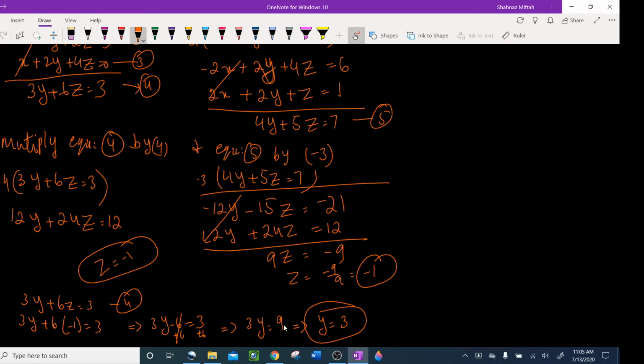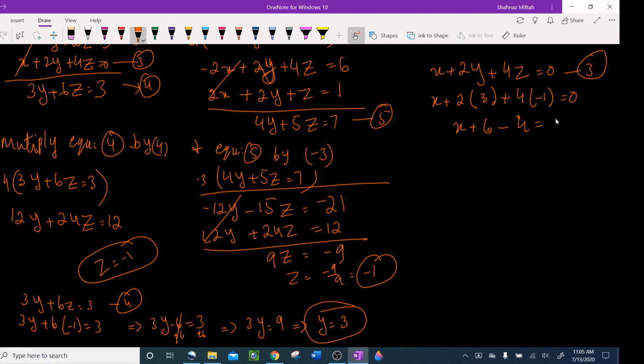Now all I have to do is plug in z and y into any one of those equations, and we will get x. The equation that I'm going to pick, let's pick one of those, I'm going to pick 3 because that's the one I can see: x plus 2y plus 4z equals 0, and this is my equation number 3. I'm plugging in 3 for y and negative 1 for z. So x plus 6 minus 4 equals 0.